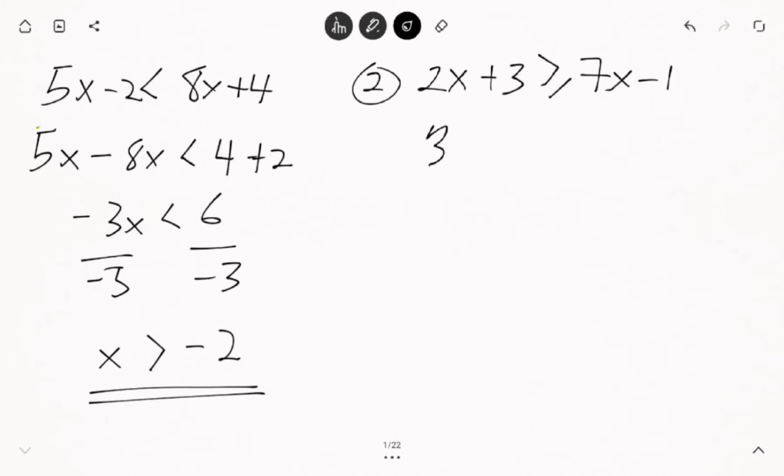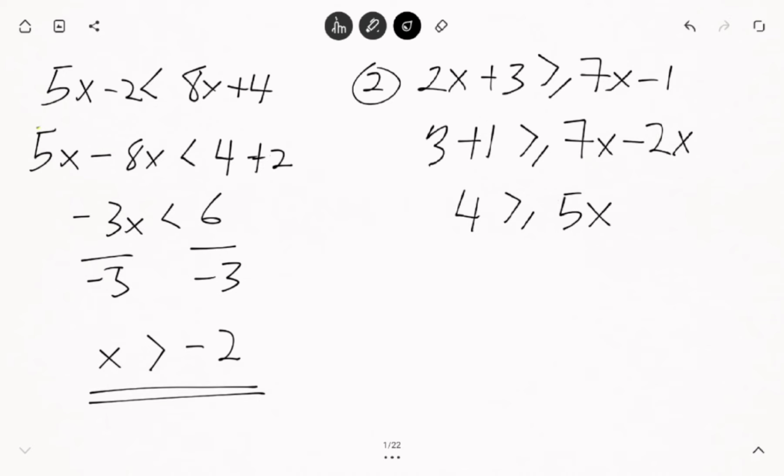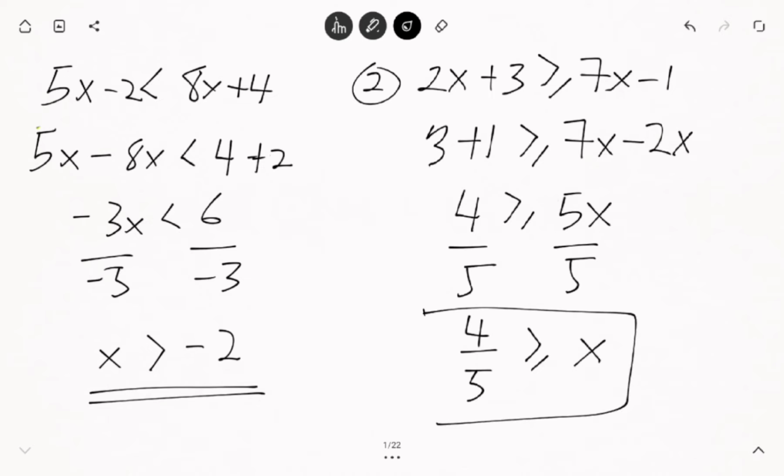So I maintain my 3 here. I bring the negative 1 across to this side, or the left side. It becomes plus 1. Then I have greater than or equal to 7x minus 2x. That is, we sent the 2x to the other side of the inequality sign. 3 plus 1 will give me 4, greater than or equal to 7x minus 2x will give me 5x. From here, to have our x standing alone, we divide both sides by 5. And so we have our x to be equal to 4 over 5 over here. Now this is our answer.